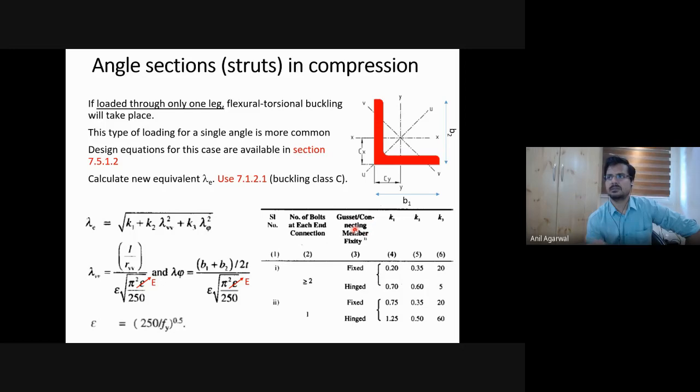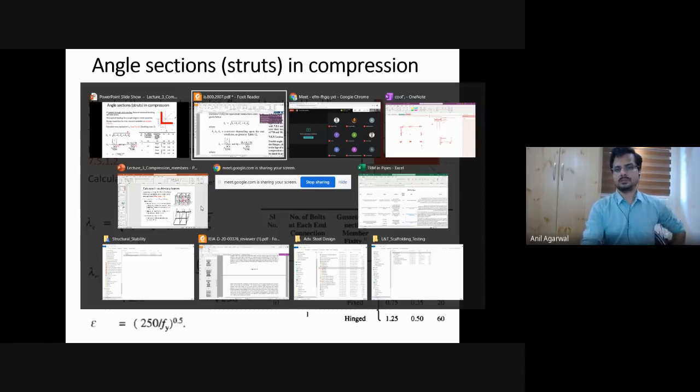Typically a gusset plate is considered to be very rigid in its plane. So if there is a gusset plate, you can take it to be fixed. You can simply use the values from here. If there are 2 or more bolts applied, and it is connected to a gusset plate, you can take the values 0.2, 0.35, and 20 for K1, K2, K3 respectively, and plug them here and calculate the lambda E. Once you know the lambda E value, then you simply go to this equation or this plot.